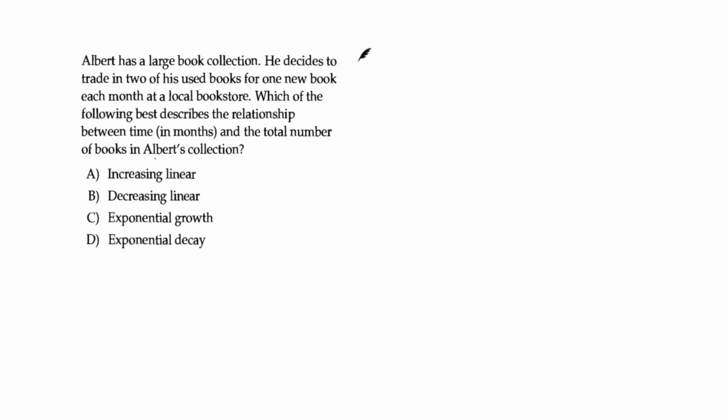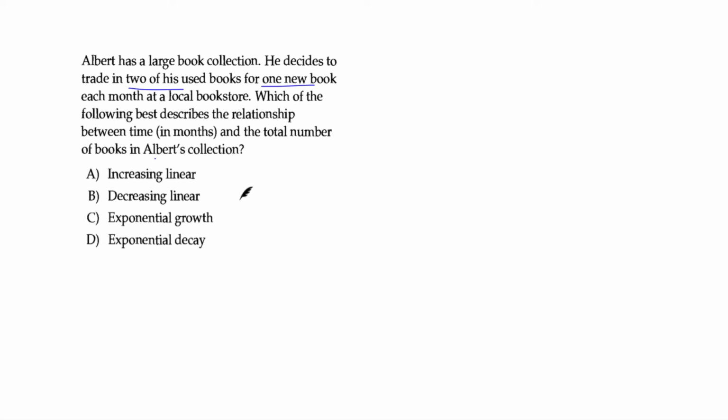Next question. Albert has a large book collection. He decides to trade in two of his used books for one new book each month at a local bookstore. Which of the following best describes the relationship between time in months and the total number of books in Albert's collection? Increasing linear, decreasing linear, exponential growth, and exponential decay. Please pause the video and try to come up with a relationship yourself.